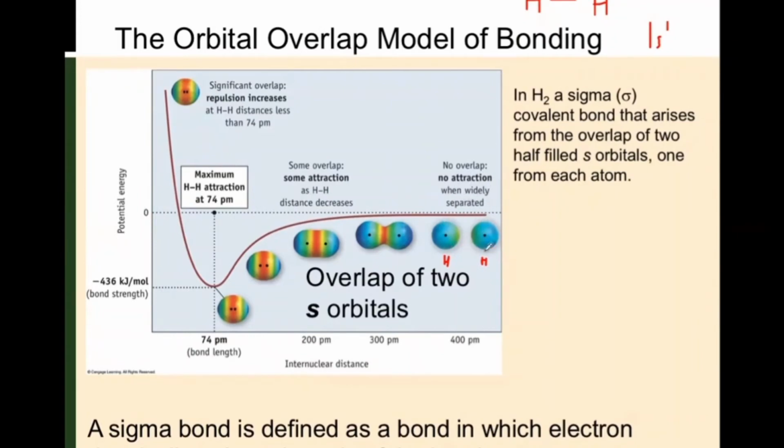Whenever there are 2 atoms that are far apart, there's no overlap between the orbitals. There's no sharing of electrons. There's no bond formed. But as we bring them closer together, we start to see that there is bonding and that they do share those electrons. And this red color here indicates that there is a high density of electrons, or a high probability of electrons existing in this region.